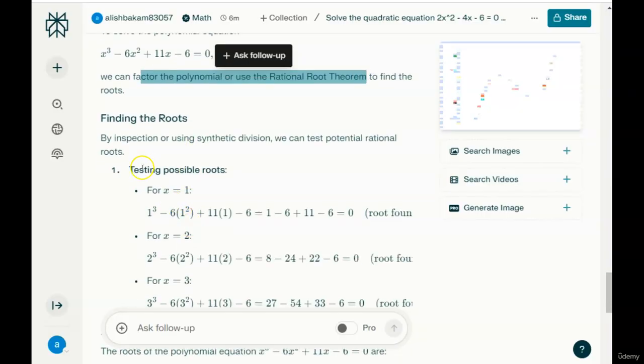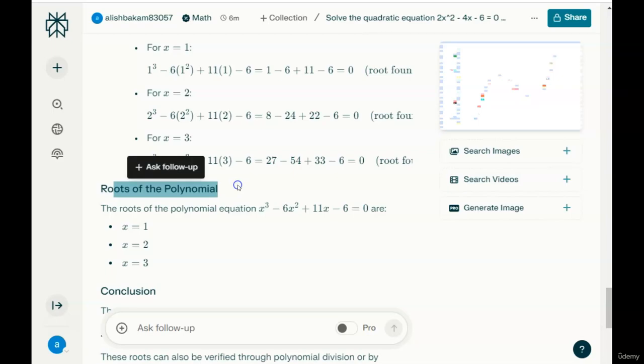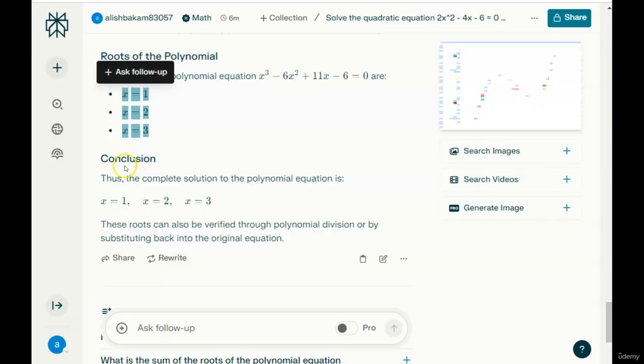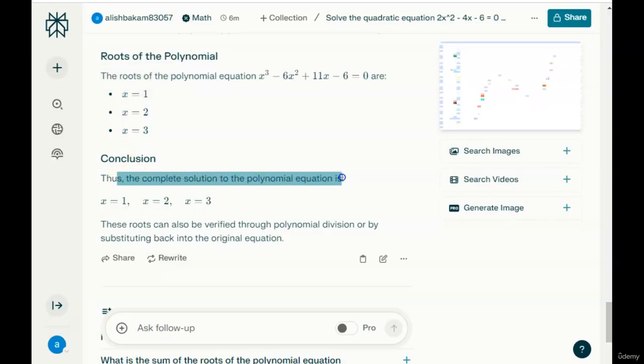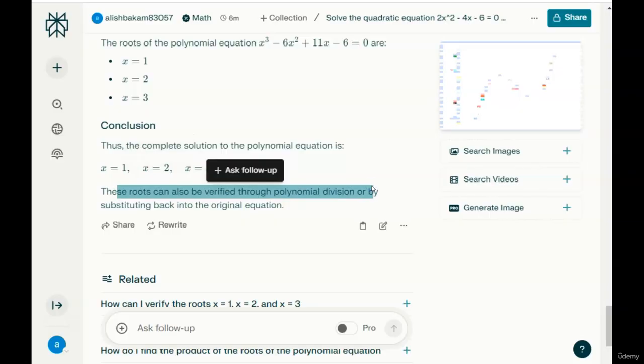So first, it tests all the possible roots and then finds the roots of the polynomial. So the roots of the polynomial are x equals 1, 2 and 3 and then it provides a conclusion. Thus the complete solution to the polynomial equation is x equals 1, 2 and 3. These roots can be verified through polynomial division or by substituting back into the original equation.